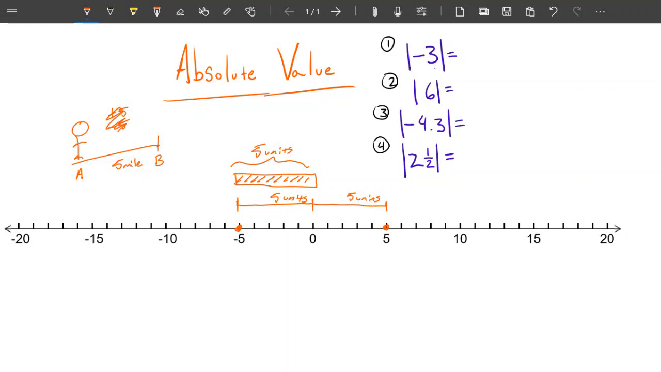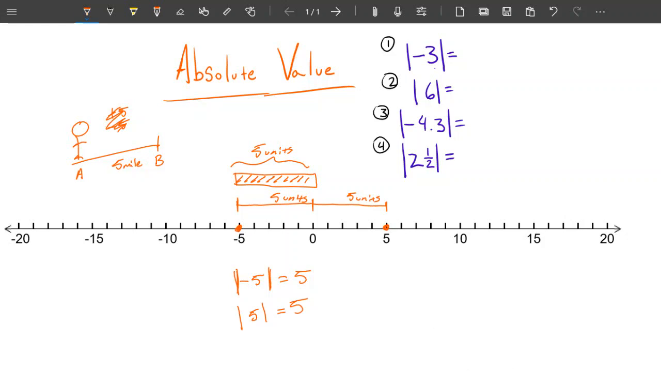Okay, there's a specific way we write this as well. We say the absolute value of negative 5 equals 5 because negative 5 is 5 units from 0. So just like negative 5, we would say the absolute value of 5 is also 5 units from 0. Okay, so the absolute value of negative 5 is 5, and the absolute value of 5 is 5.